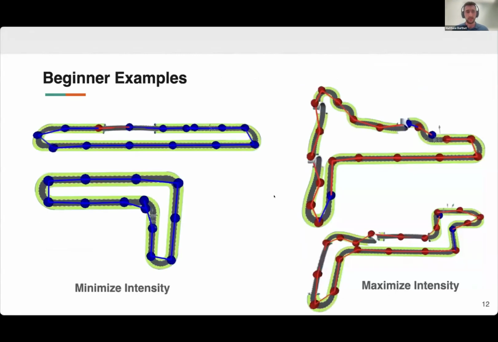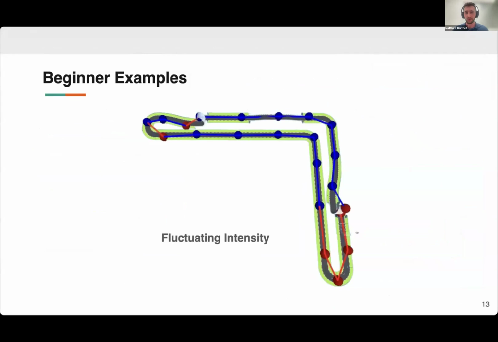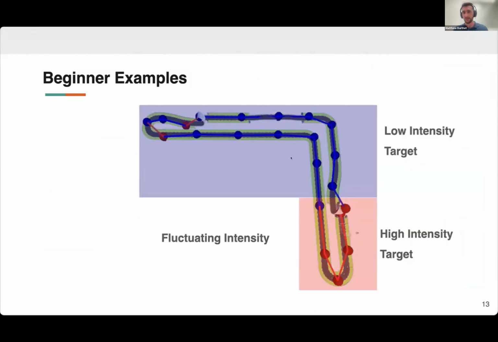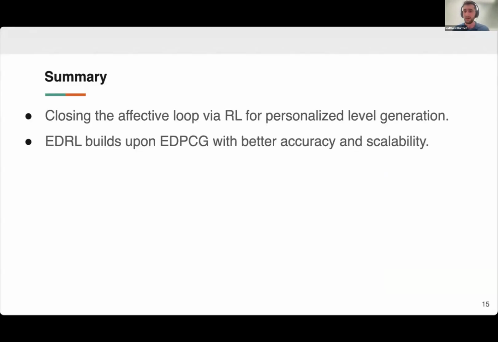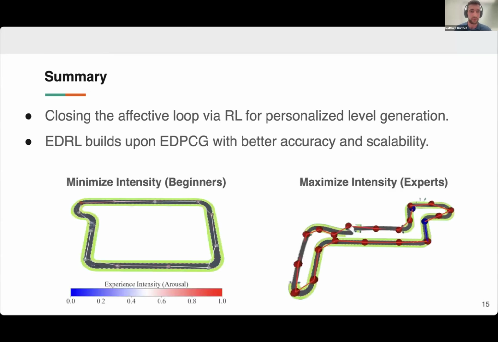And these are just very quickly some examples, some boring racetracks on the left for beginners with some more high intensity racetracks on the right. And this is just an example of a fluctuating racetrack where you can see the different intensity targets. So in summary, I very briefly showed you how we tackled closing the affective loop through EDRL, and I showed how EDRL can build upon EDPCG with better accuracy and scalability.